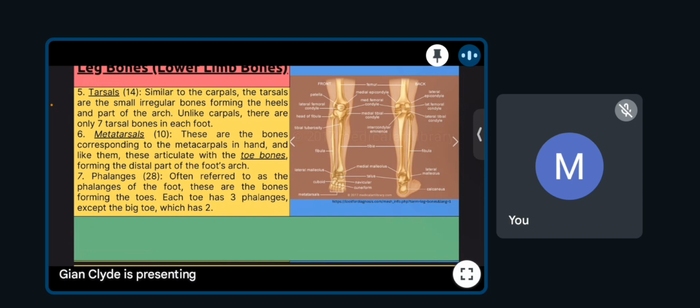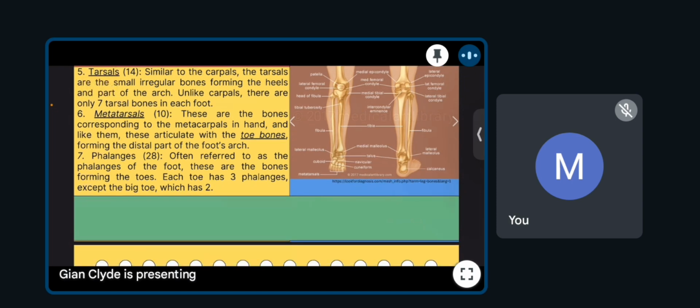Next is the phalanges. We have 28 phalanges, often referred to as the phalanges of the foot. These are the bones forming the toes. Each toe has 3 phalanges except the big toe, which only has 2.